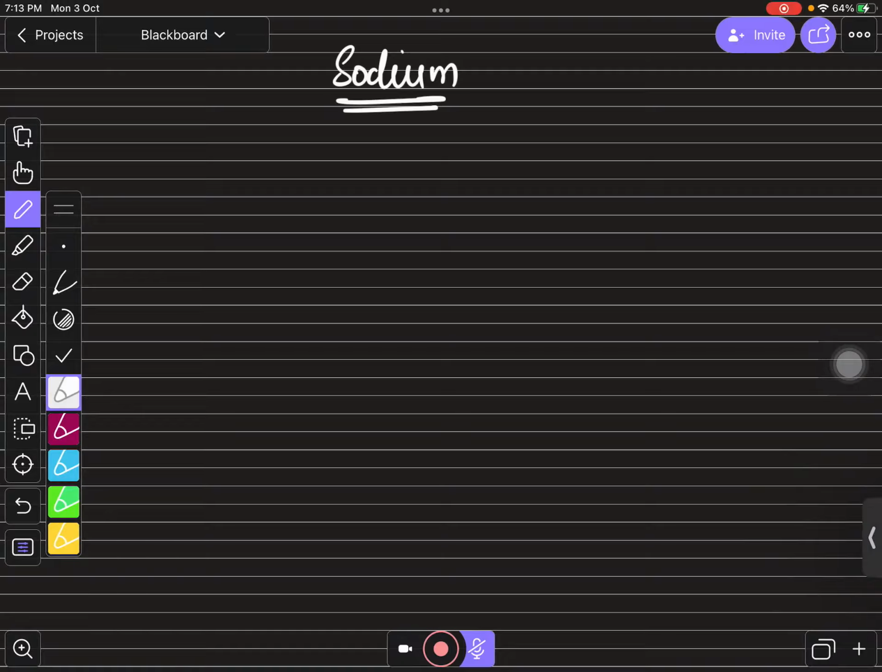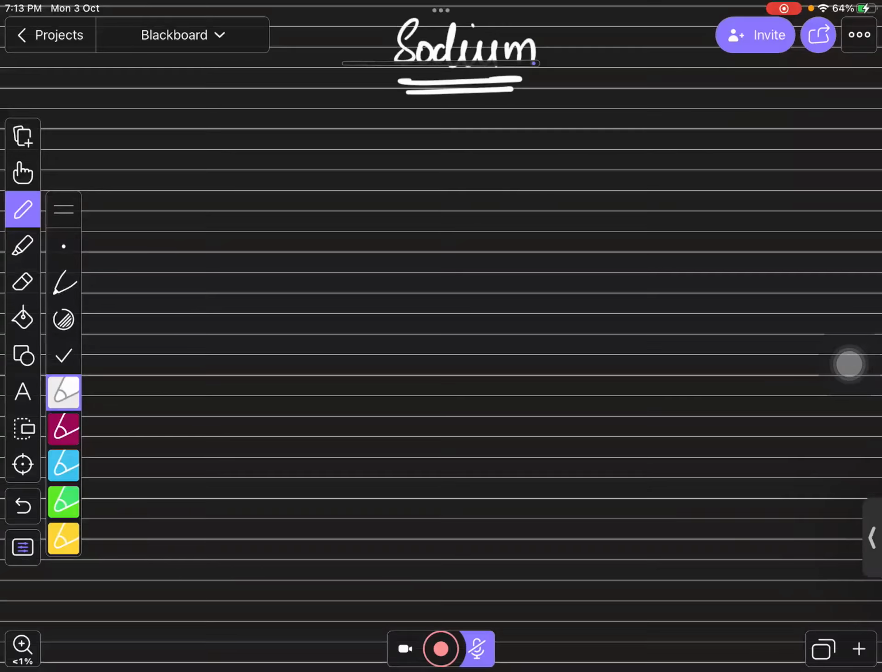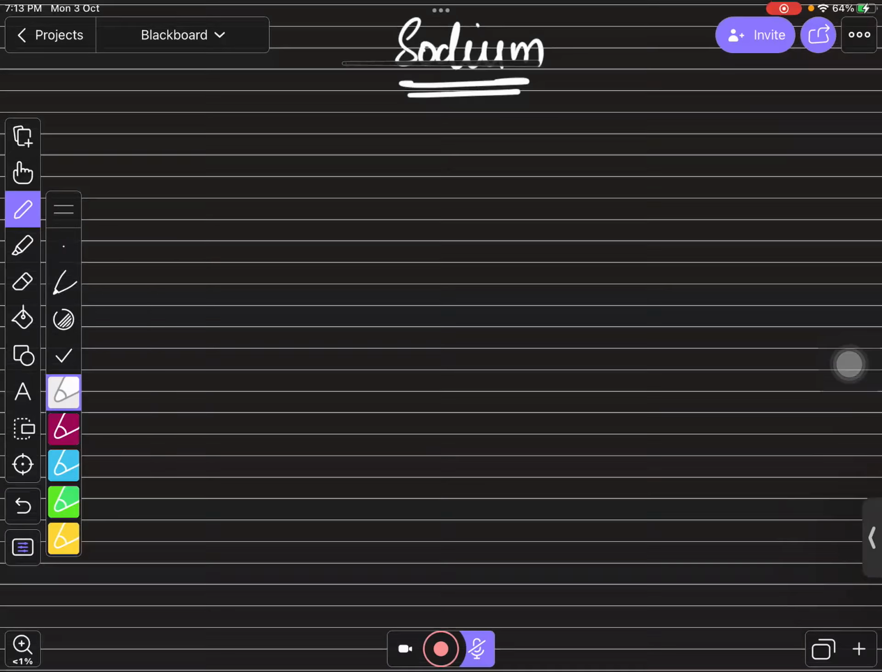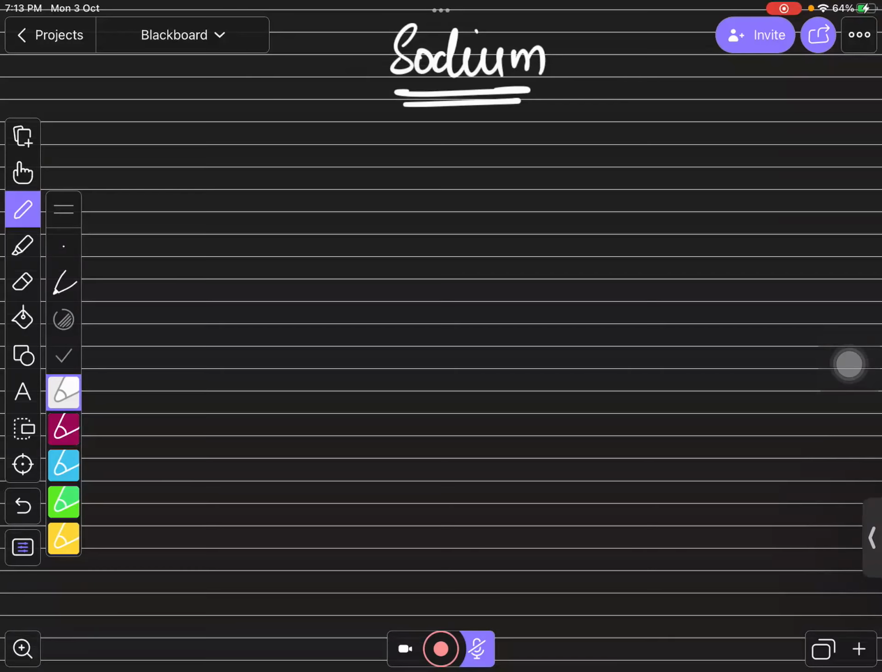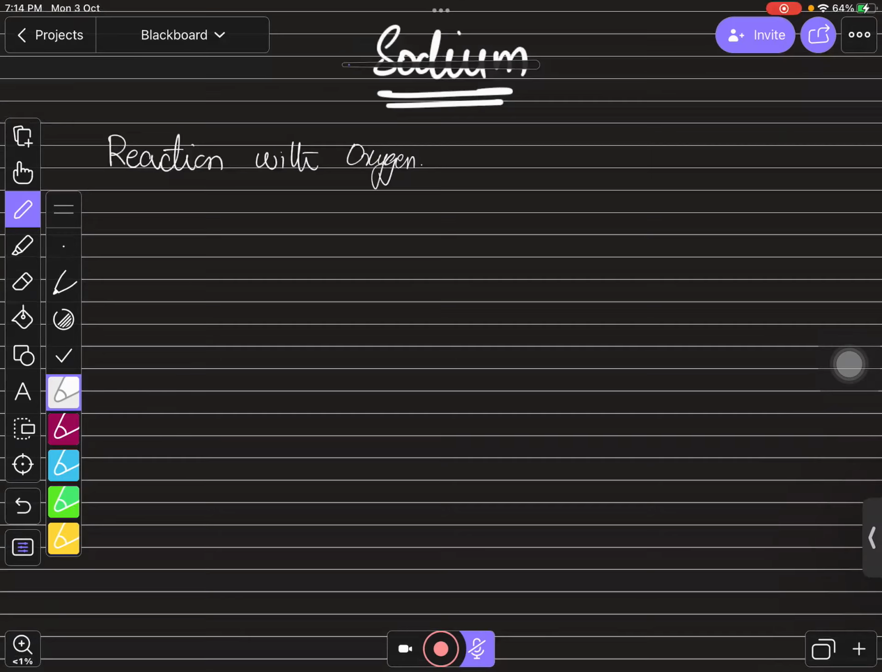So initially, we are just going to talk about the reactions of sodium. Reaction of sodium with oxygen, right? अगर आपके पास ऑक्सीजन के साथ सोडियम का रिएक्शन होता है, so क्या होता है, ऐसा क्या होता है आपके पास रिएक्शन के दौरान, क्योंकि हमें पता होना चाहिए.